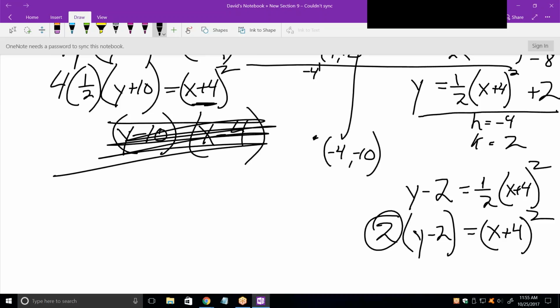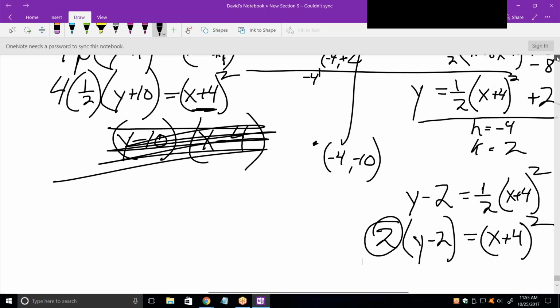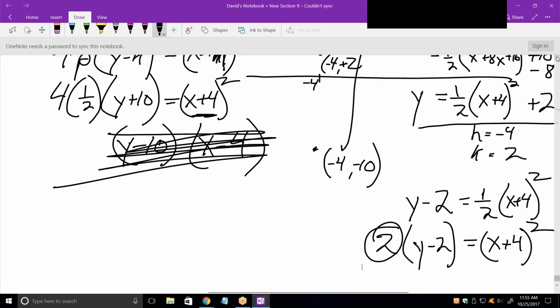Which is a little puzzling to me as to how it can possibly be different. But I'm going to have to think about that, and maybe I'll tell you about it next time. But regardless, it does matter on this problem. Our vertex is at minus 4, 2.